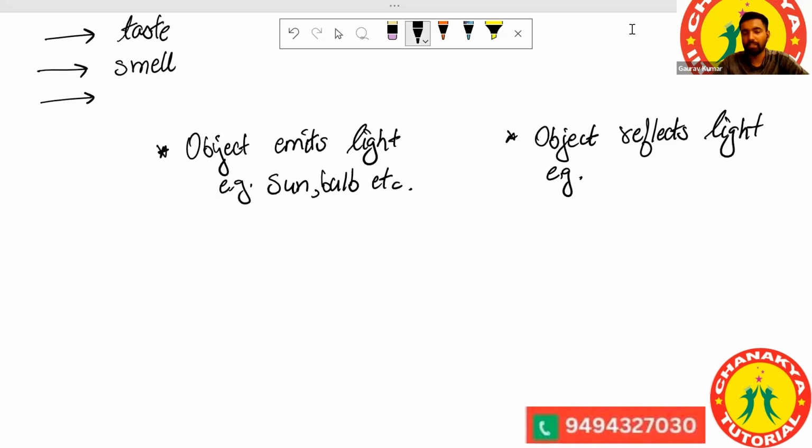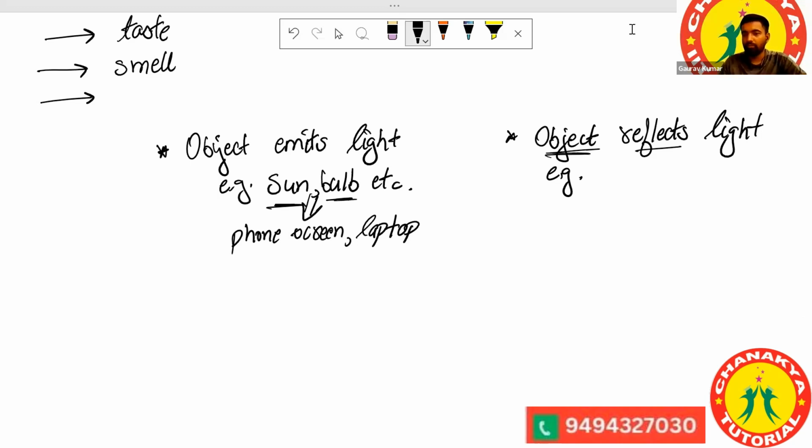Either there is an object which emits light, like the sun. We can see the sun, we can see a bulb. Both of these are emitting light. Or else the object reflects light. Also, emitting light, we can say that our screen, either your phone screen or laptop screen, is also emitting light. That's why we are able to see what is happening there, right?